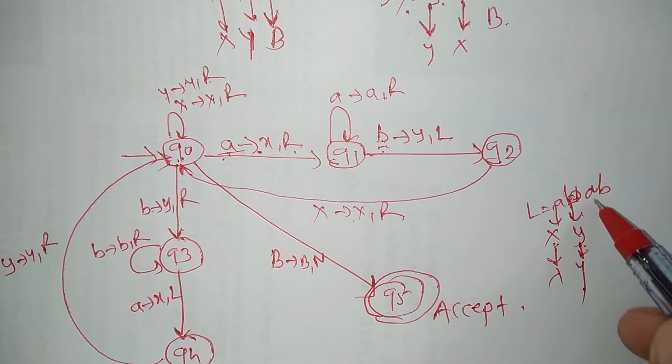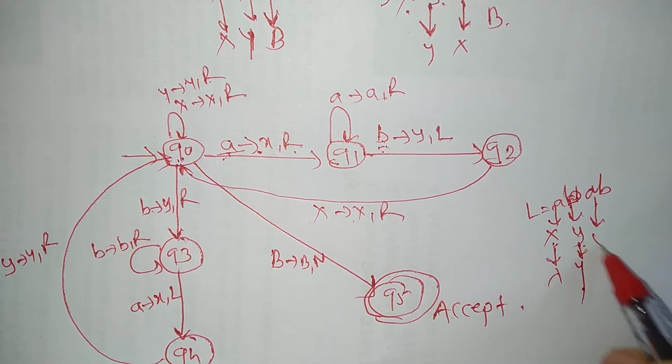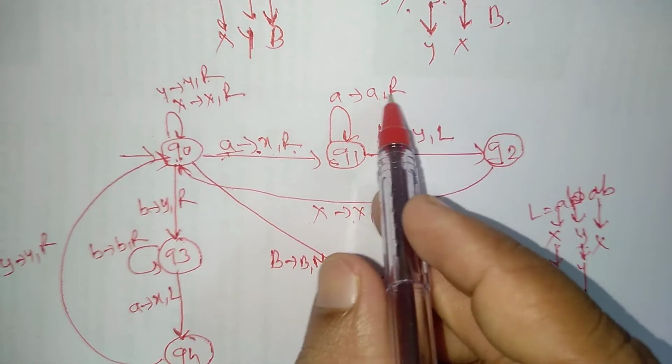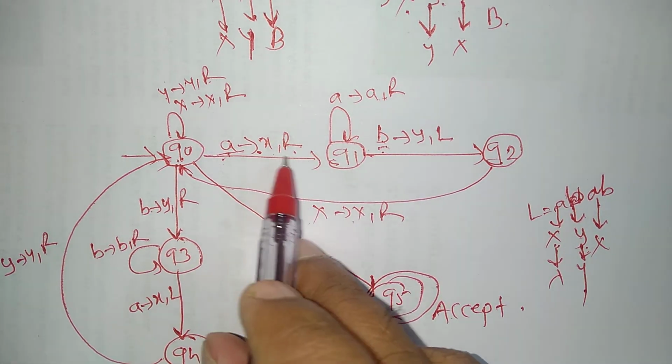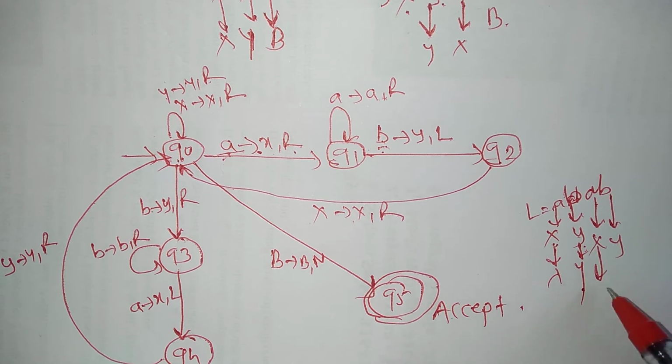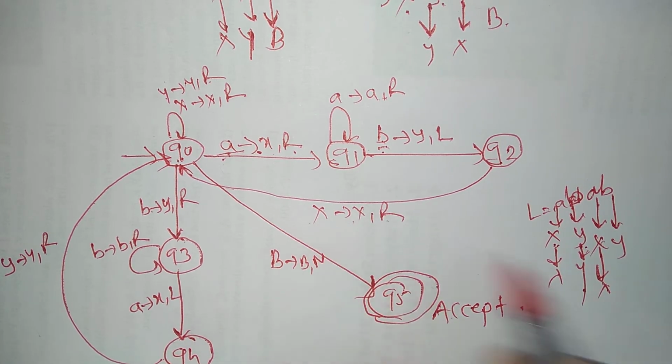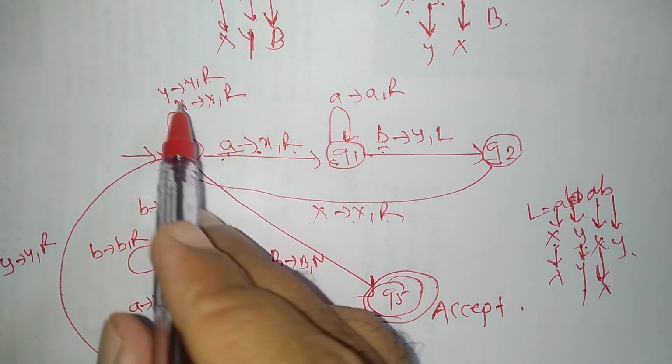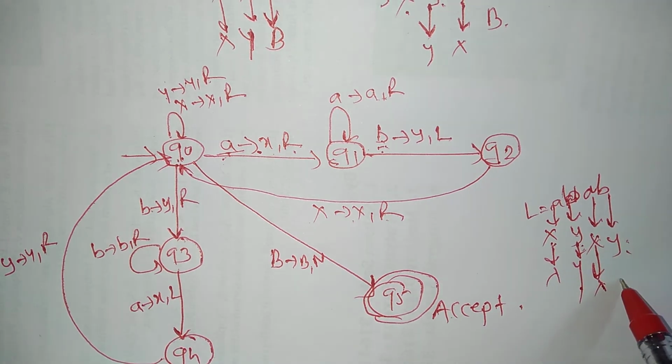The first A is going to come. Replace with X. Then if multiple, there is no multiple. I will wait for the first B. Replace with Y. Come to X. X replaced with X. Go to the right side. On the right side, what do I have? Y. Y replaced with Y.